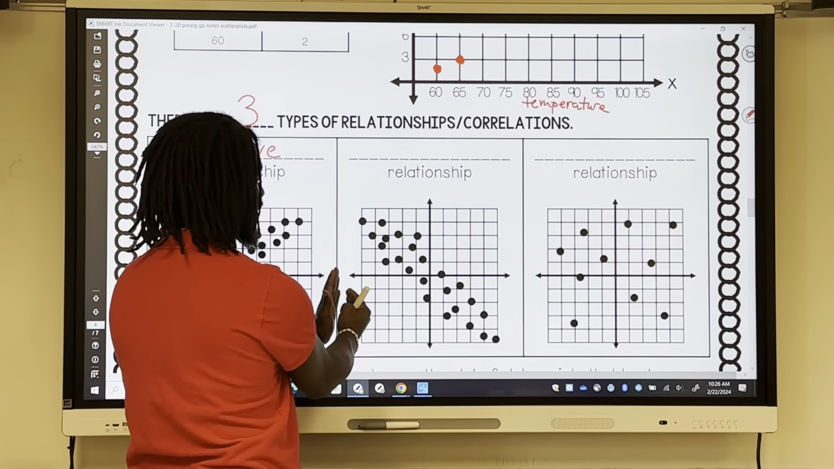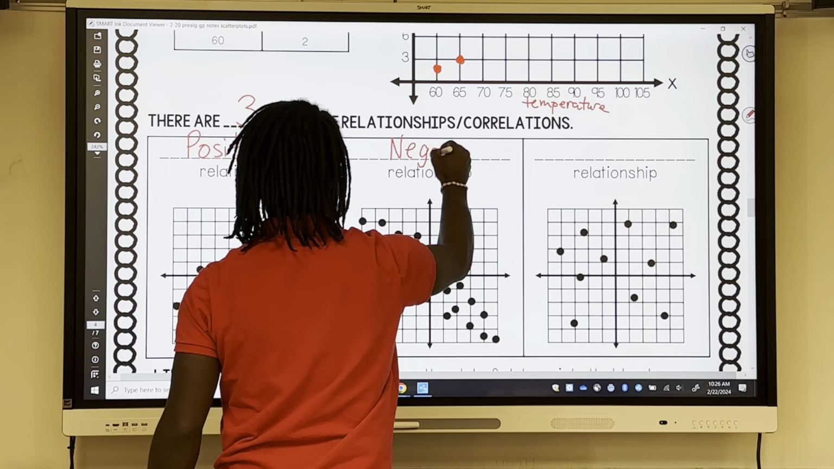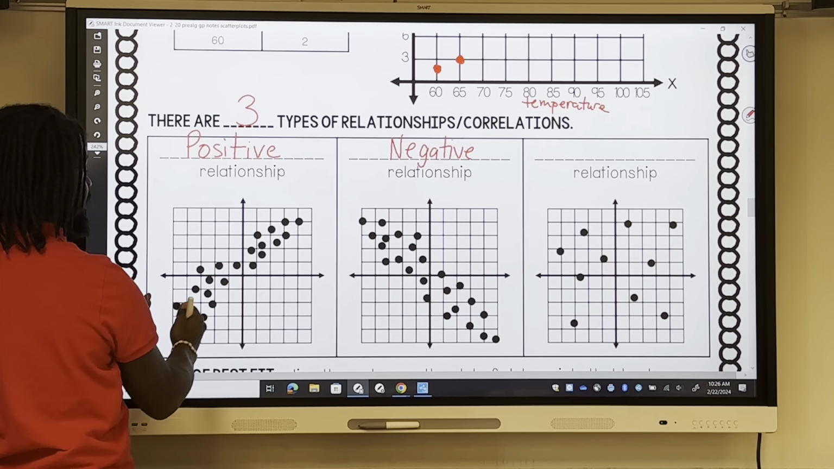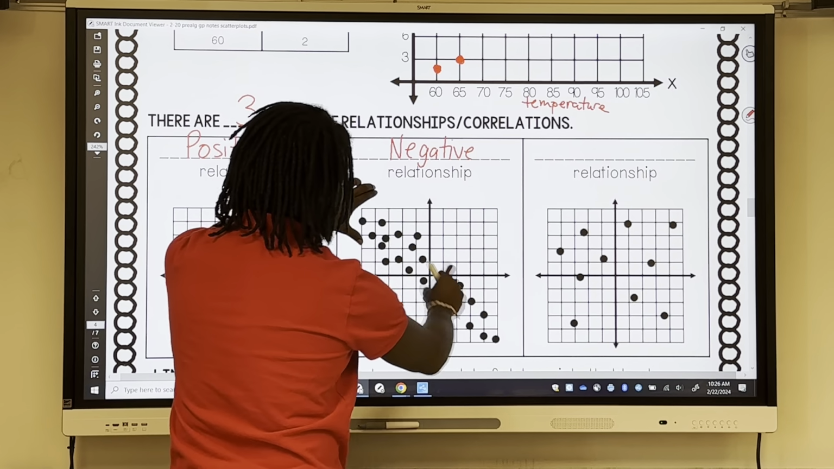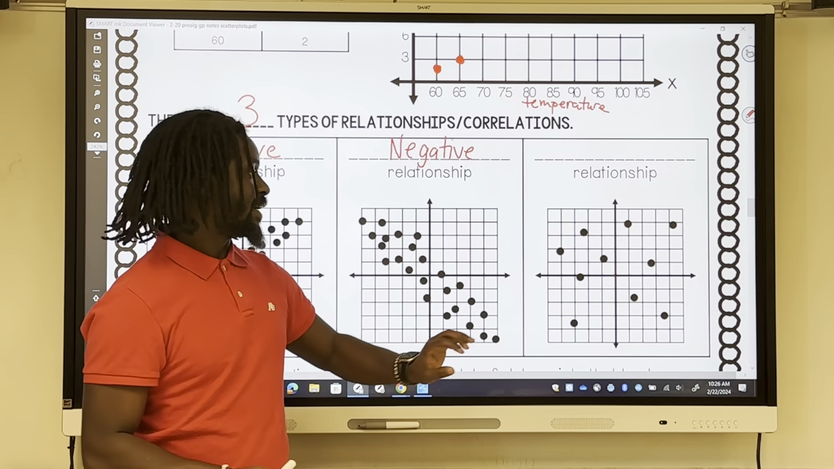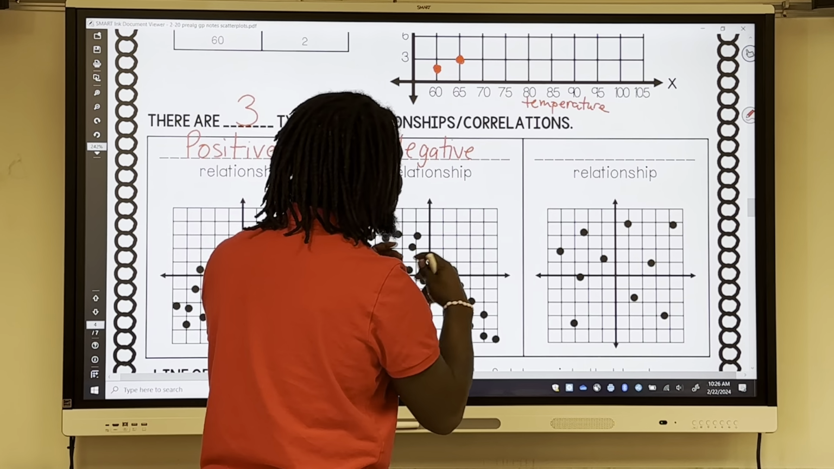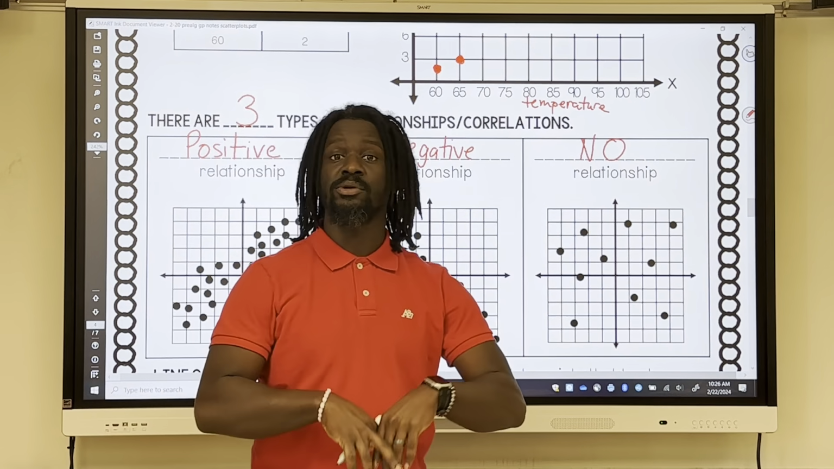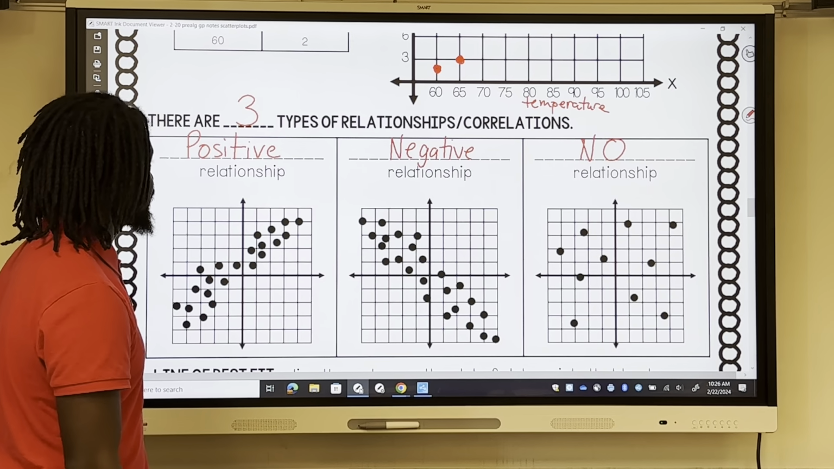When you are looking at it from left to right and it is going down, that is a negative relationship, okay? So you got positive when it is going up. As you're going from left to right, it is increasing. Negative, decreasing, going down from left to right. And then this one, these dots are just kind of all over the place, right? There's no real clear, they're not moving in sort of a line. That is no relationship, okay? So you sometimes have scatter plots where there's just no correlation, there's no connection, there's no relationship between the two sets of data, okay?